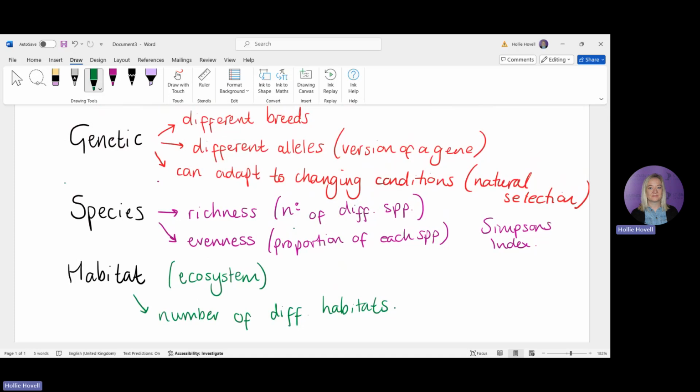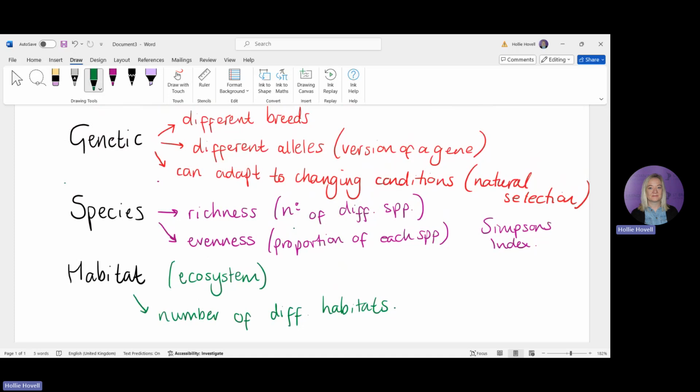Another example could be, if you had more habitats, then maybe you've got some that are dry and some that are wet, so you need then species that can live in water as well as land, and therefore you need different alleles for that.